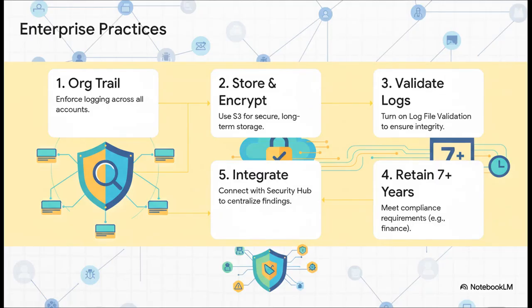Now, for a proper enterprise setup, just turning on CloudTrail is not enough. These right here are the non-negotiable best practices. First, you have to enable an organization trail. This enforces logging across every single account, no exceptions. Second, store those logs in a secure, encrypted S3 bucket. Third, you've got to turn on log file validation to ensure their integrity. For compliance, you need to retain them for at least 7 years. And finally, integrate everything with Security Hub to get all your findings in one place.